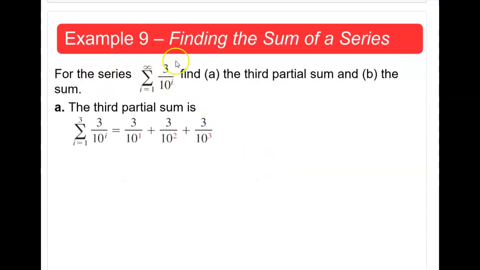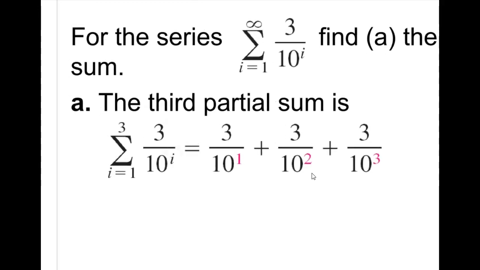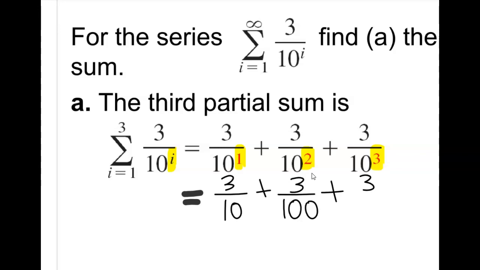And so here we have the series is 3 over 10 to the power i. And first, we're going to find the third partial sum. So the first three terms. And that's why we start with a 1 and we end with a 3. So we have here 3 over 10 to the i, and notice how the only thing that I am substituting is the exponent of the number 10, in this case, the i. So the first term, we substitute that with a 1, second term with a 2, third term with a 3. So if I expand this one, it will be equal to 3 over 10. The next one will be 3 over 100. And the next one will be 3 over 1,000.